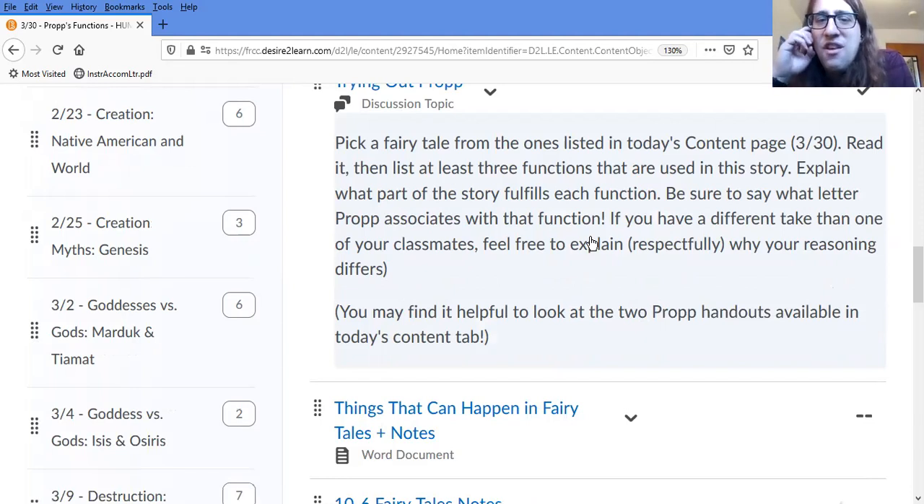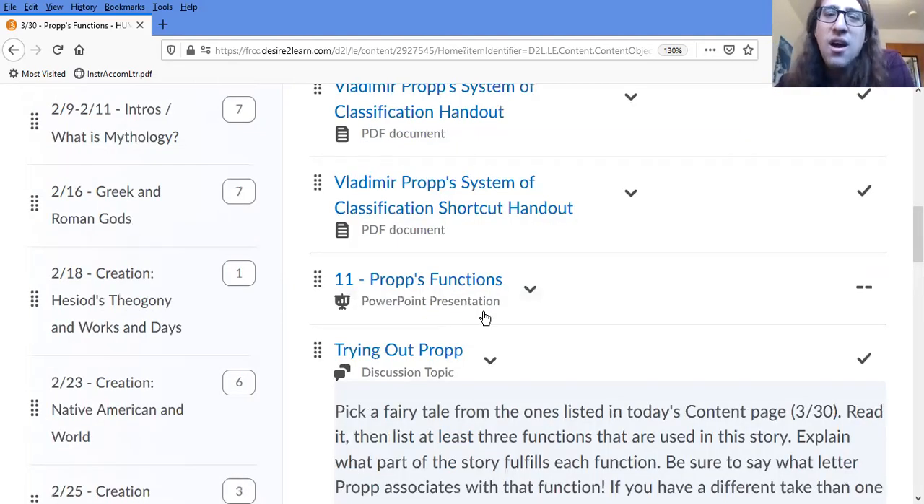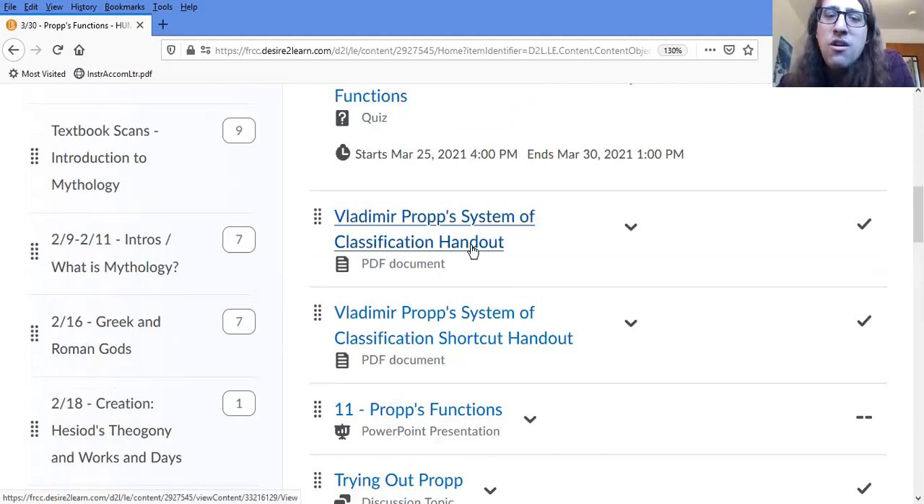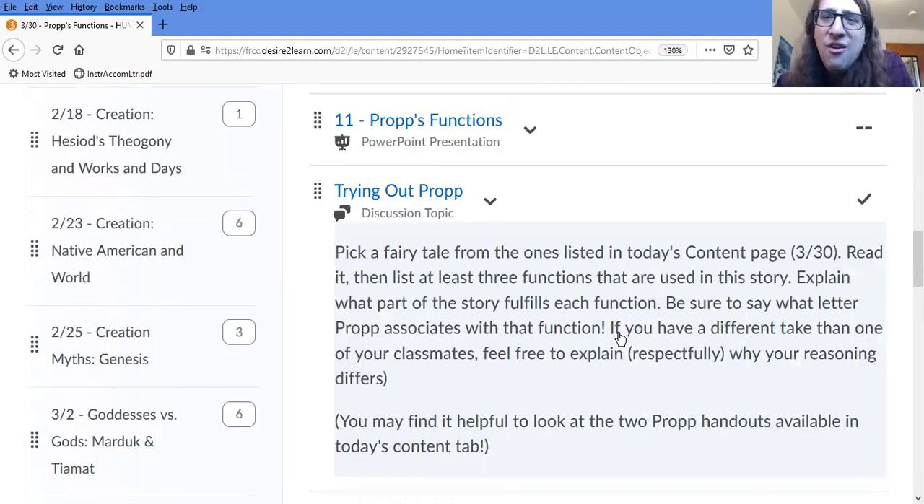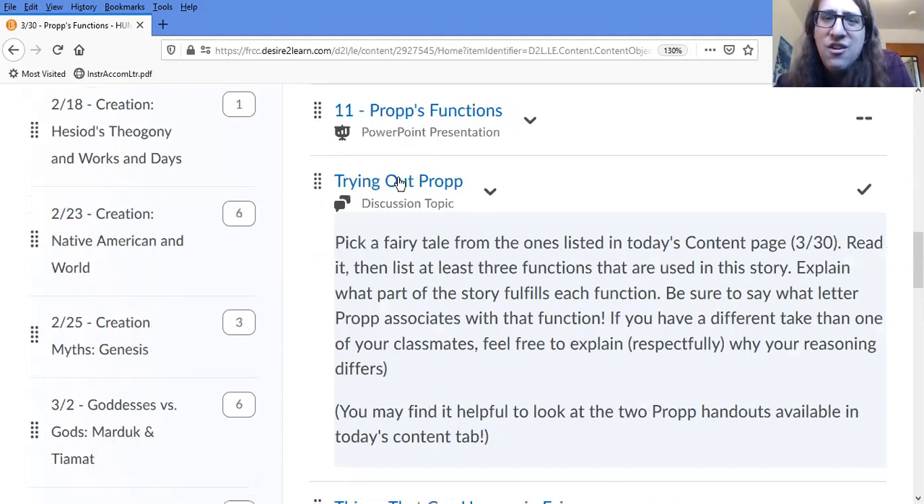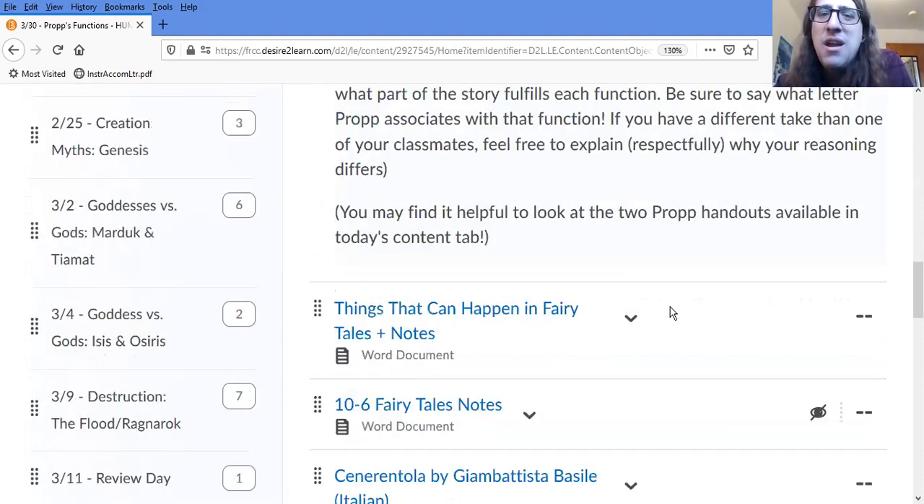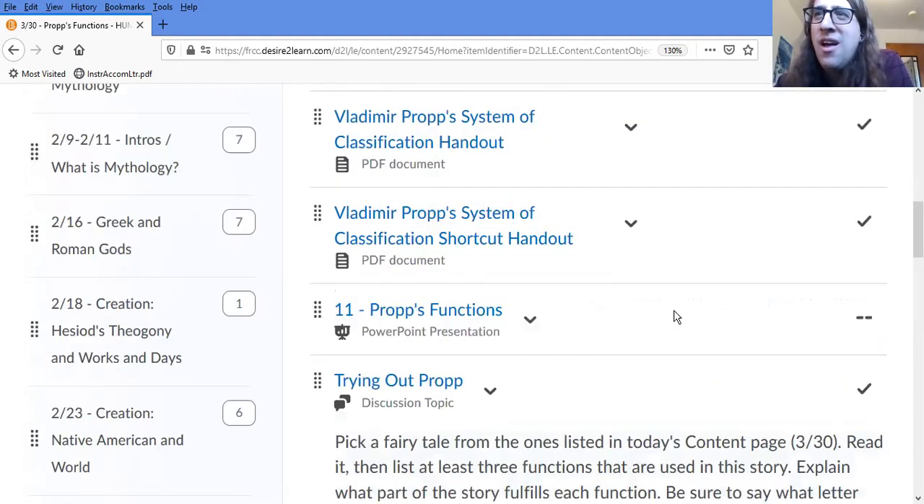For this, you'll probably want to refer back to these two handouts here, which will help you understand, or to the PowerPoint, which has sort of my interpretation of it. Okay, so that's your task for today, is to do this discussion here. And then when we meet on Thursday, we will get some more practice together and go through it together and hopefully make it more understandable.